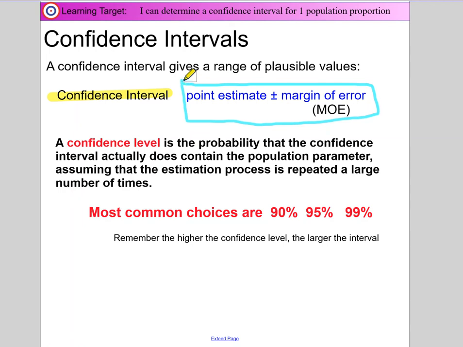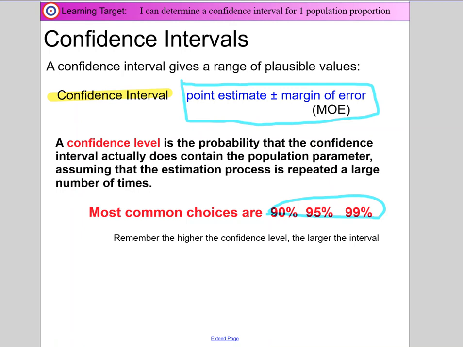When we talk about confidence intervals, we're going to have to use a percentage of confidence. The most typical ones that we use are 90, 95, and 99. We can really use any percentage that we want, but these seem to be the most common choices that we're going to choose from. Remember, the higher the confidence level we have, the larger our interval is going to be.